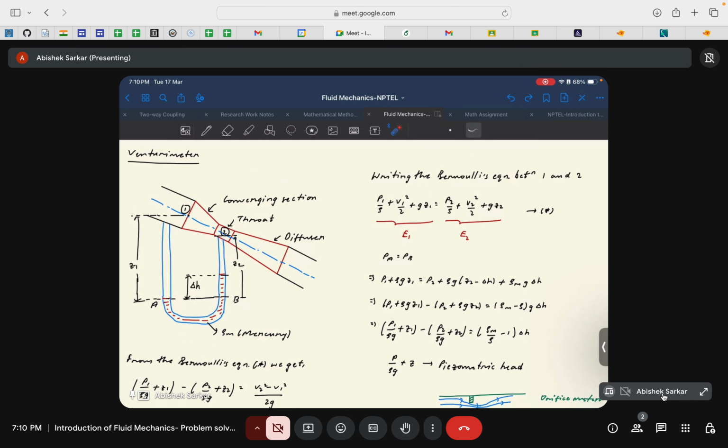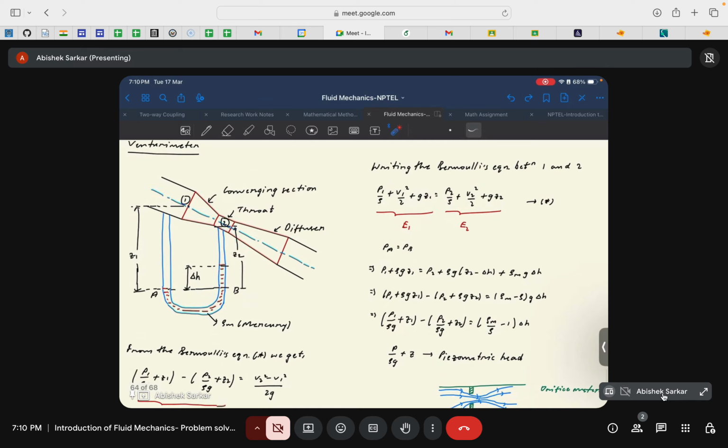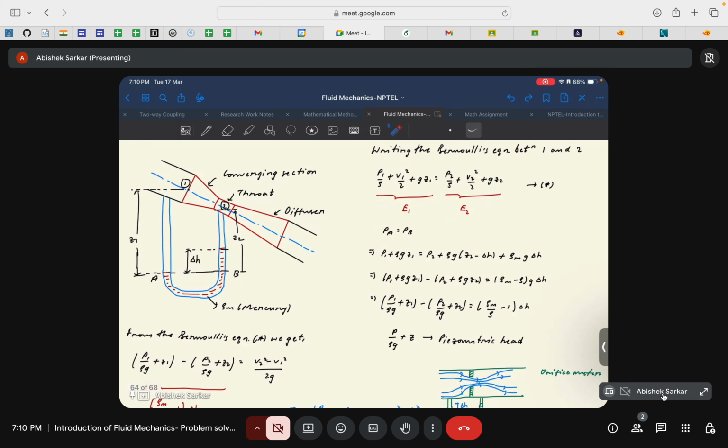P1 by rho plus V1 square by 2 plus gZ1 is equal to P2 by rho plus V2 square by 2 plus gZ2. Basically the energy at these two points. Let us name it as equation star. Now using the principle of manometry, pressure at point A and point B must be the same because the fluid at point A and point B are the same and they are at the same datum level. That's why the pressure at points A and B must be the same. Okay, that's the logic.